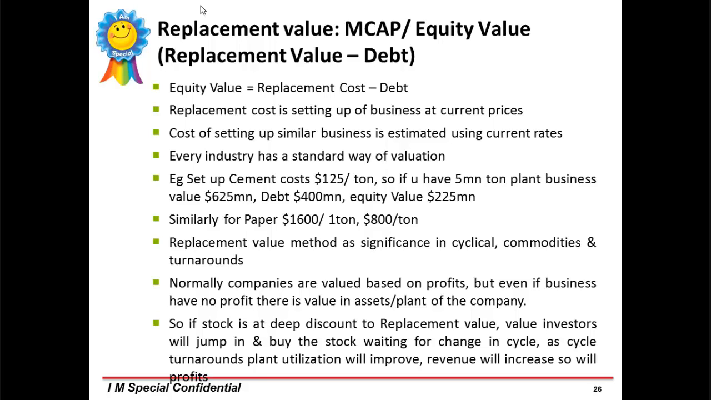But the fear, okay, I'll explain later. Again, if a stock is at a deep discount to replacement value, investors will jump and buy this stock, waiting for a change in cycle. As the cycle changes around, plant utilization will improve, revenue will also increase, and so will profit.